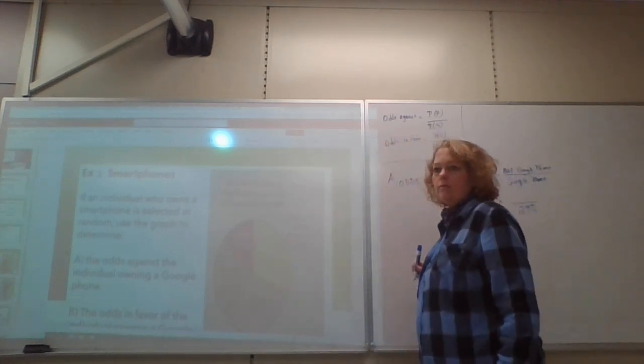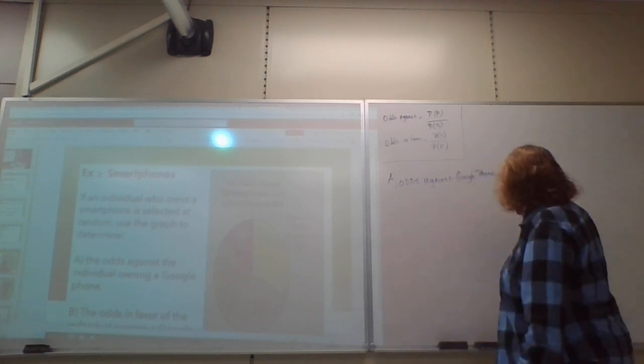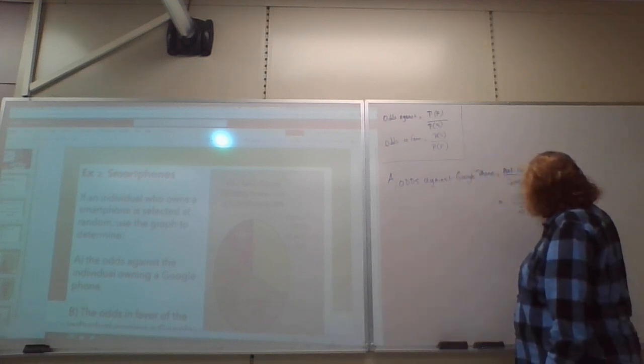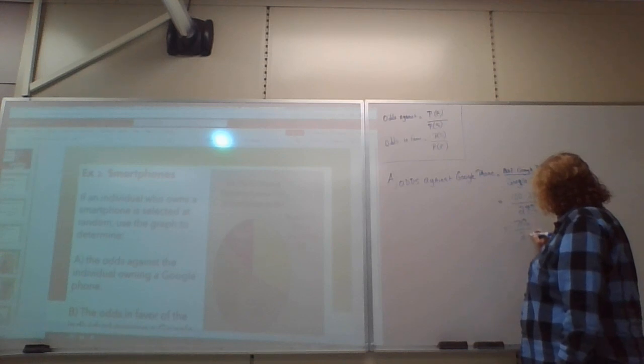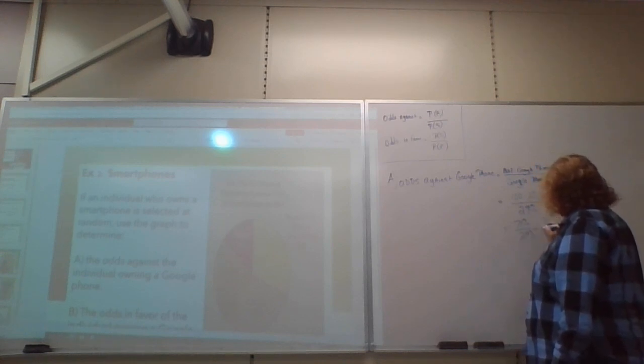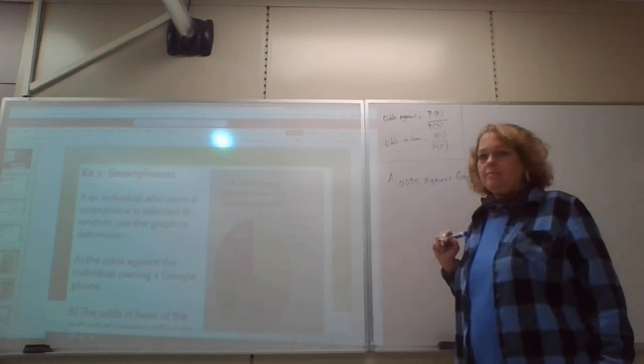It would be 100 minus 29. Yes, which is 100 minus 29. It will be 71% over 29, which is really saying 71 to 29, right? 71 to 29.